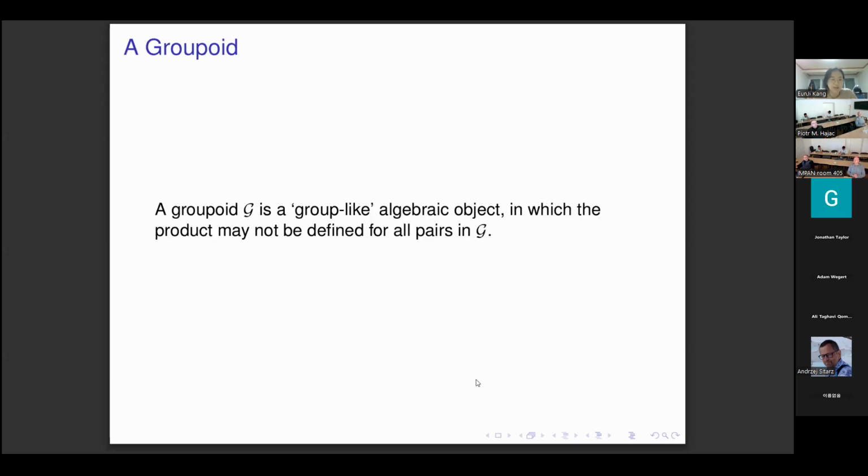So actually, my talk will start from this point. So first, let me explain what a groupoid is. A groupoid is a group-like algebraic object where the composition is only partially defined. The groupoid is group-like, but the product may not be defined for all pairs in G.